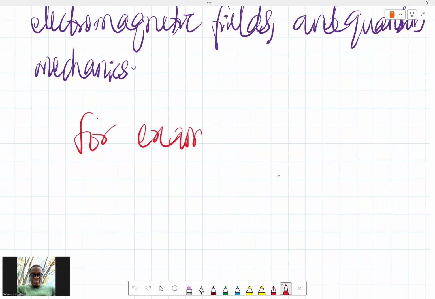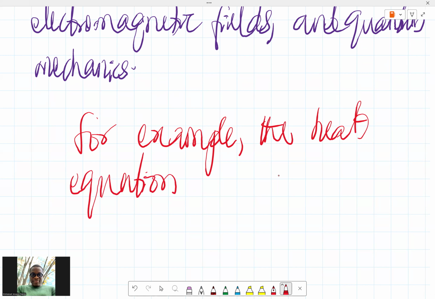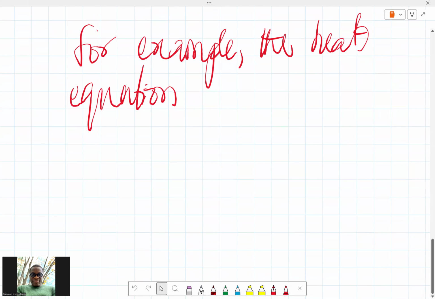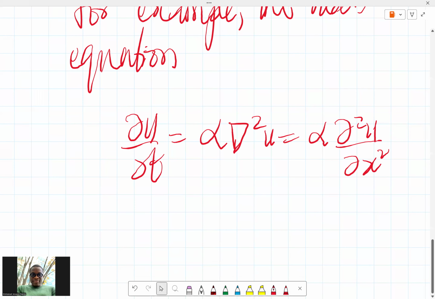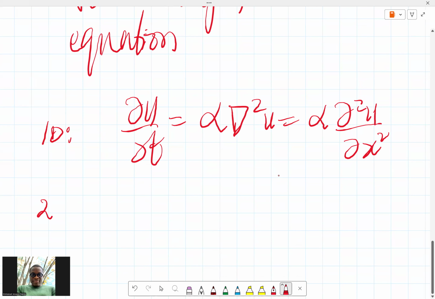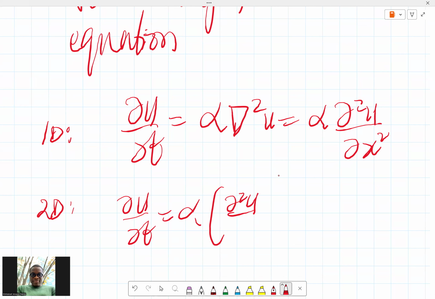For example, the heat equation, which talks about how heat flows in an object, maybe a metal bar or whatever. The heat equation is partial u partial t equals alpha nabla squared u, which is the same thing as alpha partial squared u partial x squared. This is the heat equation in one dimension. In two dimensions, it will be partial u partial t equals alpha times partial squared u partial x squared plus partial squared u partial y squared. In three dimensions, you just extend to partial squared u partial z squared. That's the heat equation for you.